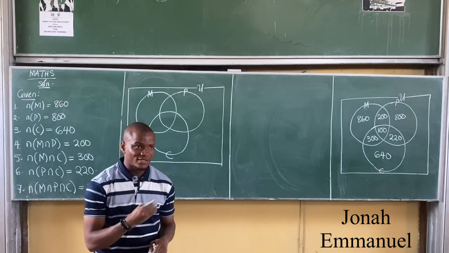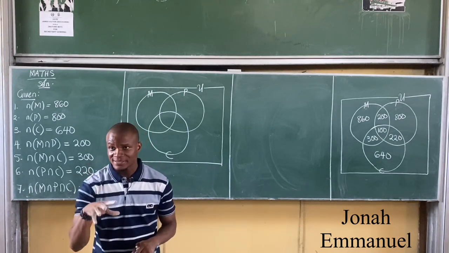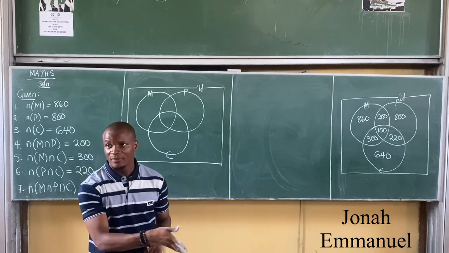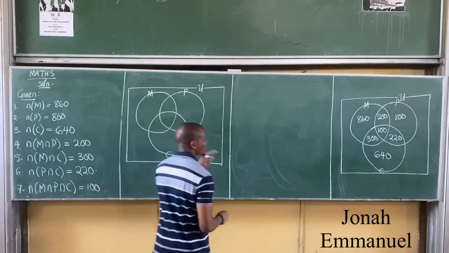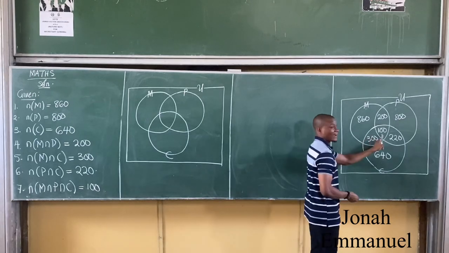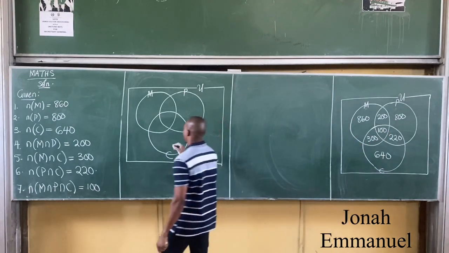Involving two sets, the only part that does not change is the middle part. Same concept goes with the three-set problem. For a Venn diagram involving three sets, the only part that does not change is this part. All right, so take out the middle part and repeat it here.